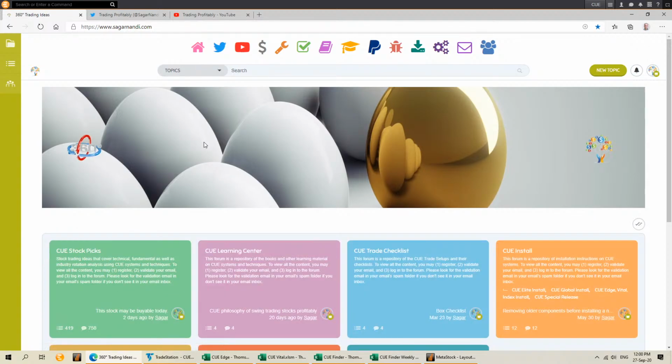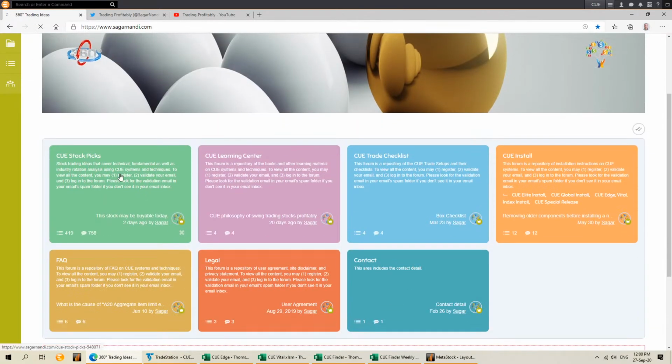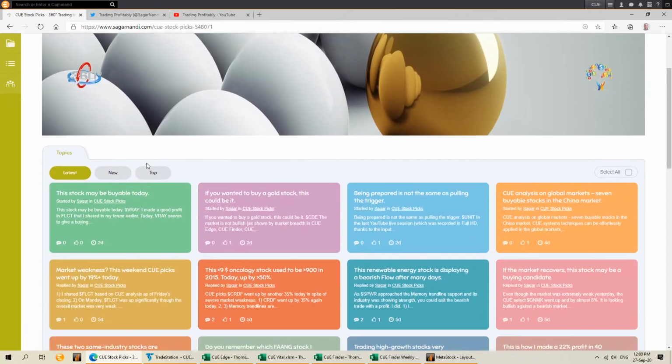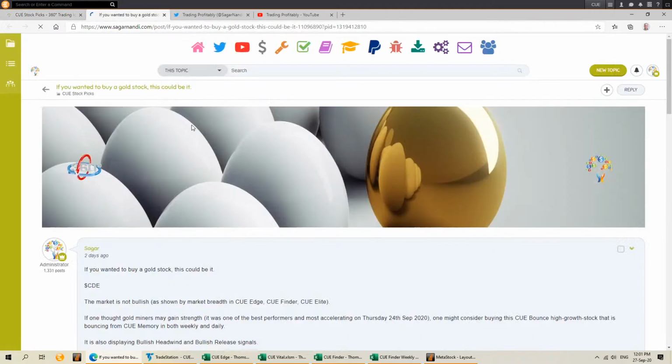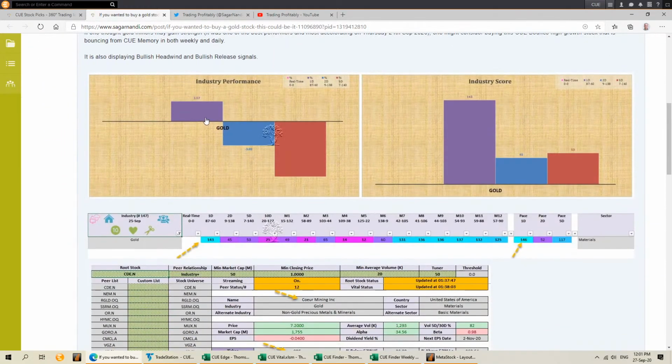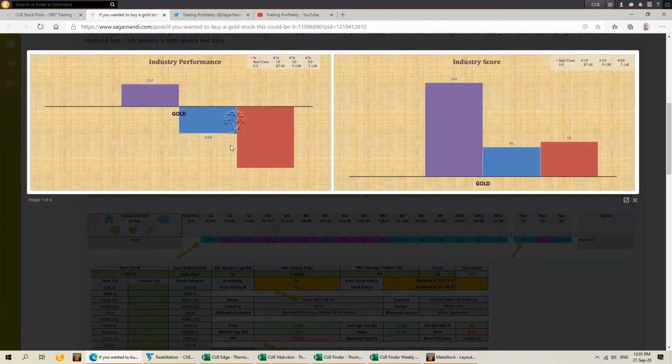You will see all of them were in the long direction. I was not considering bearish trades when the market was already down. VRAY, the first post, was about that. The next one was about CDE. This was also a bounce trade setup, a gold miner, and I created these charts from QH.